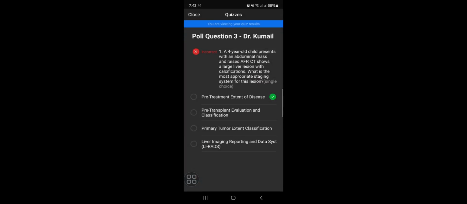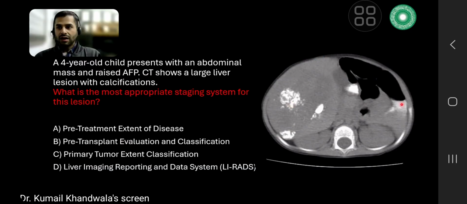Okay, so most of you think that it is liver imaging reporting data system, which is the LI-RADS. That is not the correct answer. LI-RADS is for hepatocellular carcinoma in adult patients. For pediatric patients, it is pre-treatment extent of disease, which is the PRETEXT system. And let's go over hepatoblastoma now.